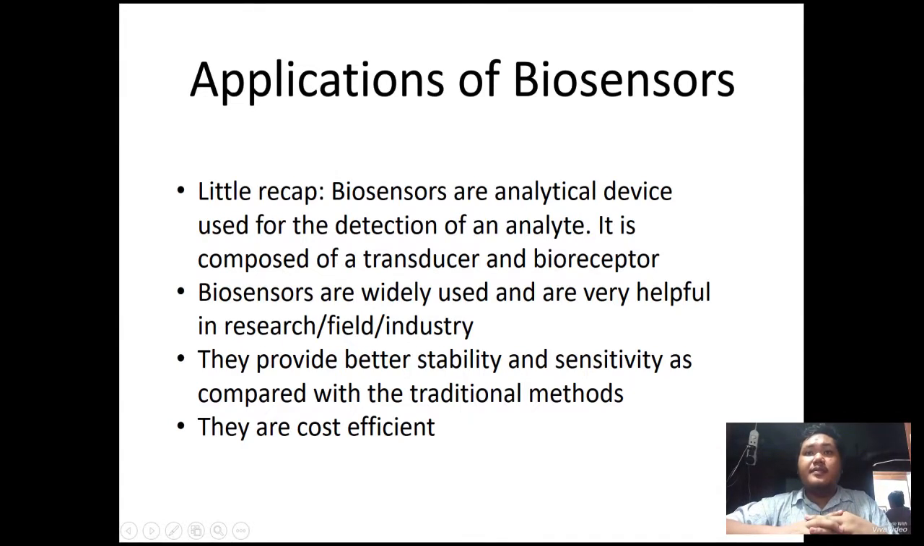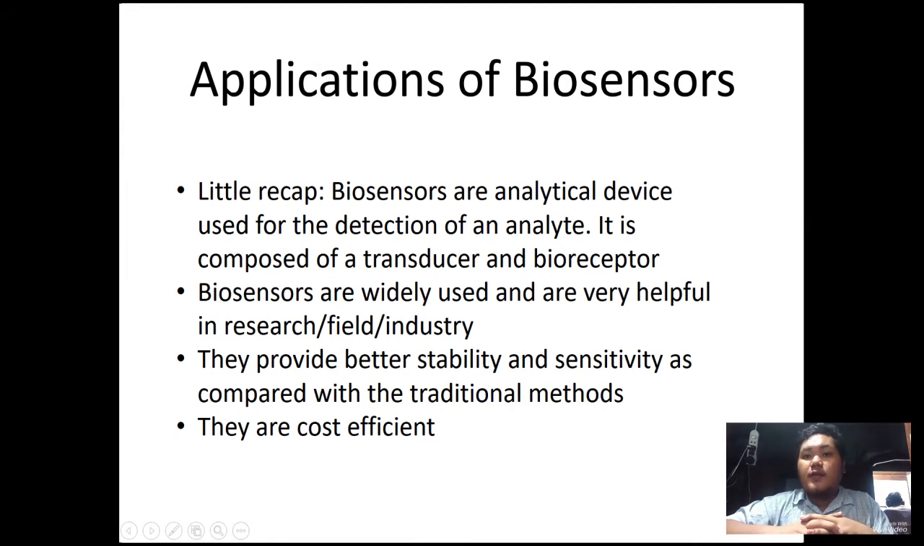Hi, good day. My name is from BIO20-1, and today I'll be talking to you about the applications of biosensors. But first, a little recap. Biosensors are an analytical device used to detect analyte. It is composed of a transducer and a bioreceptor. A bioreceptor is a material with biological elements that lets it interact with an analyte, while a transducer converts signals coming from the interaction between the analyte and the bioreceptor.